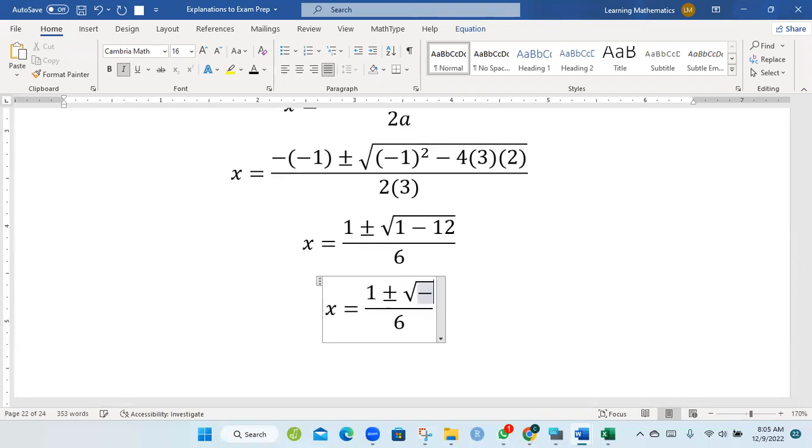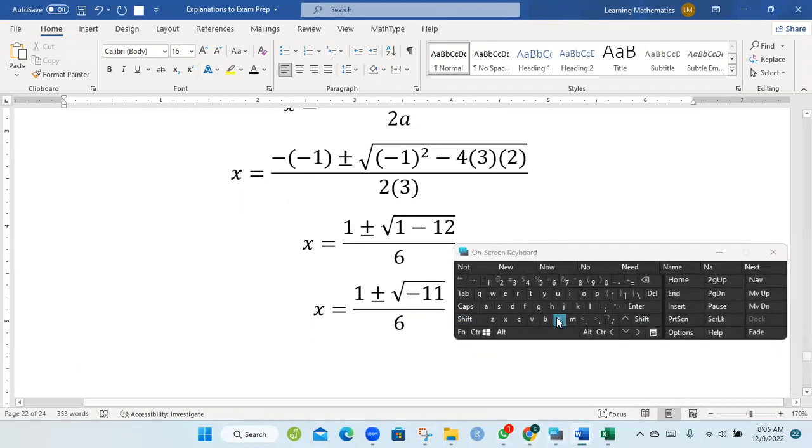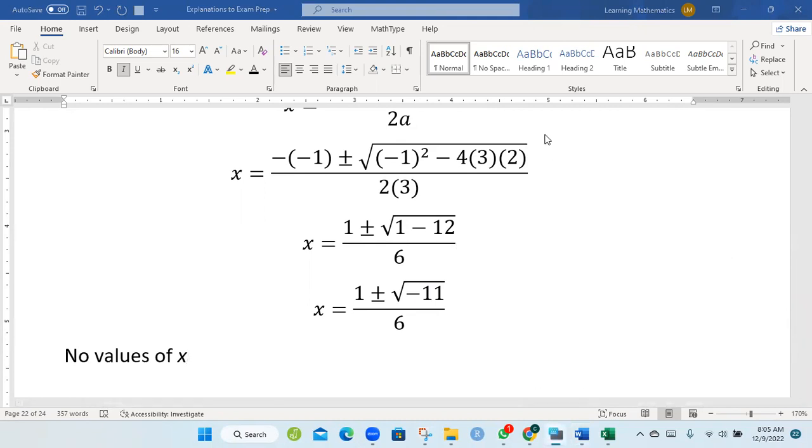And then if we try to find the square root of negative 11, we're going to get a math error. So therefore, this quadratic does not have any roots. So there are no values for x such that f of f is equal to 3x squared. No solution. That's the conclusion. No values of x. So there are no values of x such that f of f is equal to 3x squared.